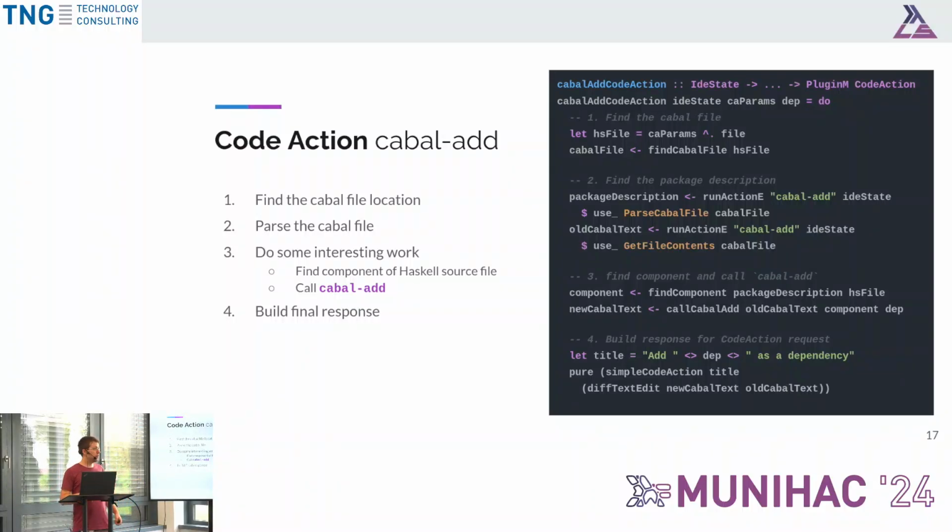So what we do is we take this package description that we have just obtained, and then we ask it in some arcane manner whether this particular component exposes this Haskell source file. If that's the case, then we can do the second step. We can call the nice tool cabal-add and invoke it with the component that we want to modify and the dependency that we want to add to that component.